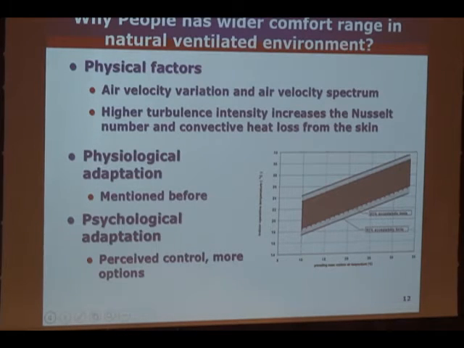About the physiological adaptation, as I just mentioned, people who stay a long time in an air conditioning environment will decline in their ability against high temperature. That means a kind of physiological adaptation. The third one is psychological adaptation. Some literature shows that with perceived control, if occupants have more options, they will have a higher adaptability.